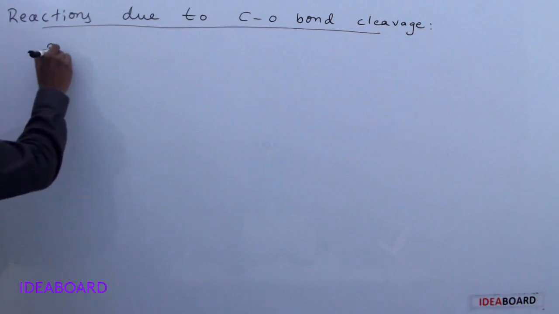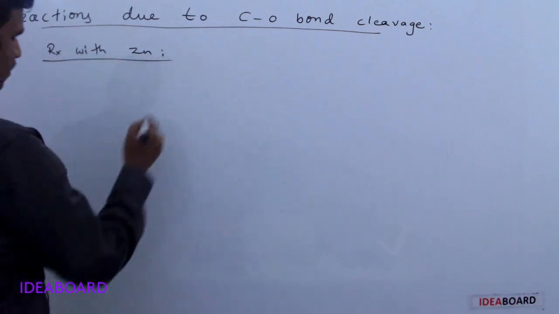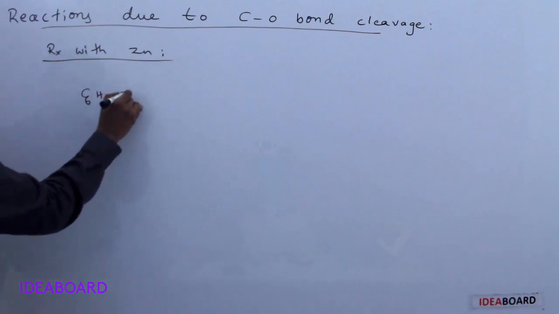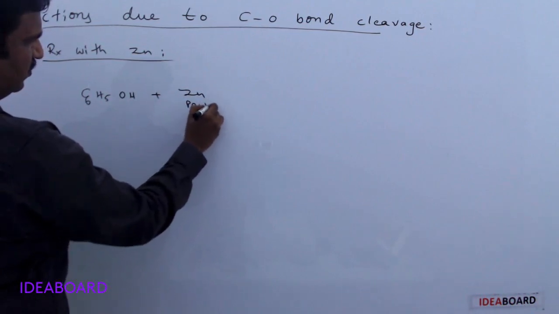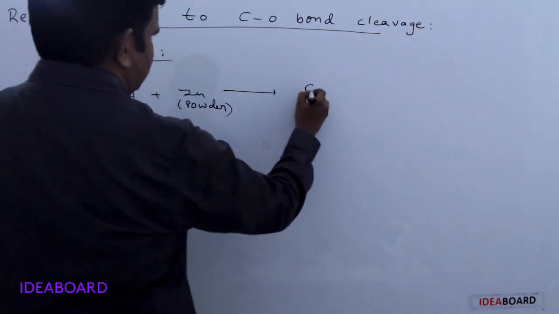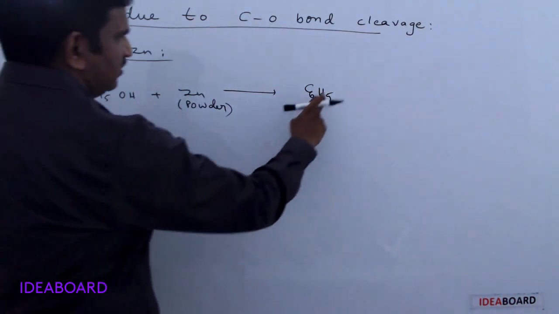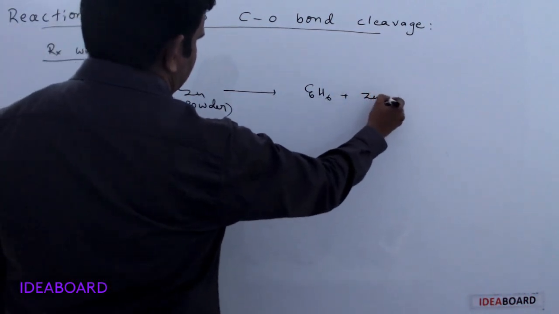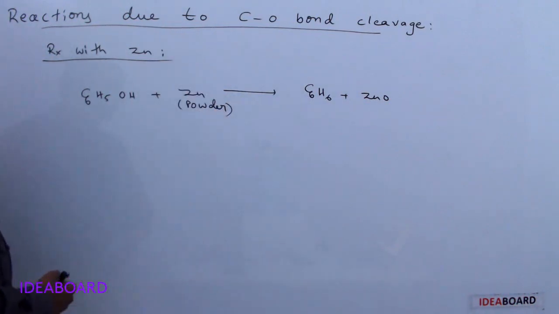Next is the reaction with zinc, also called a distillation process. If we take phenol, C6H5OH, and distil it with zinc powder, it undergoes the distillation process to give C6H6 plus ZnO. Benzene is formed. It is also a preparation method of benzene.